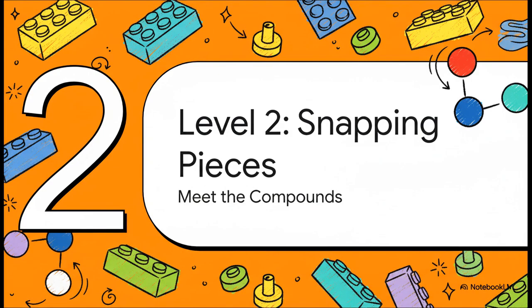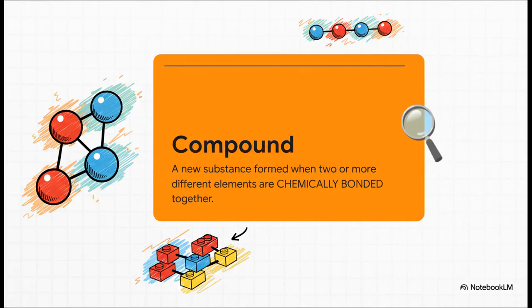Okay, so we've got our individual pieces down, but this is where things get really, really cool. It's when we start snapping different pieces together. So, welcome to level 2, compounds. A compound is what you get when atoms from different elements link up and form a chemical bond. Now, this isn't just tossing them in a bucket together. This is like taking a red Lego brick and a blue Lego brick and hearing that satisfying click as they lock together to become a brand new single piece. That click, that's the chemical bond.